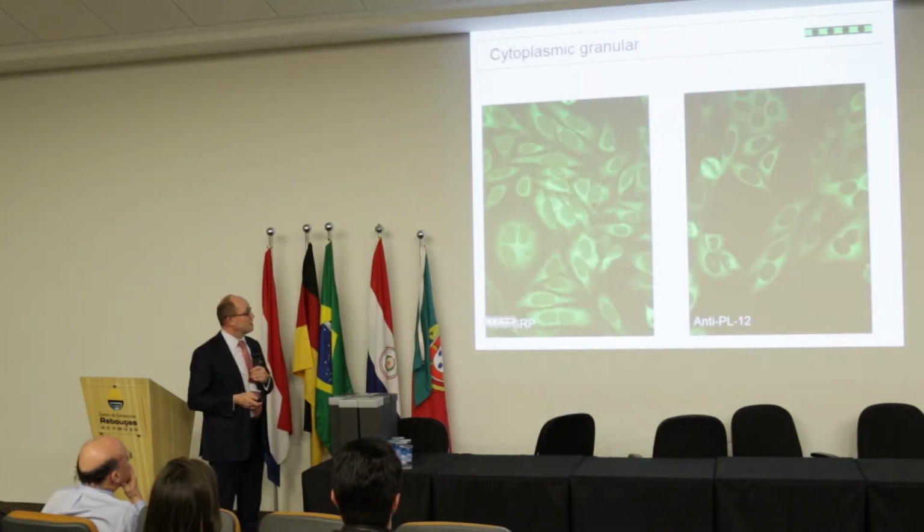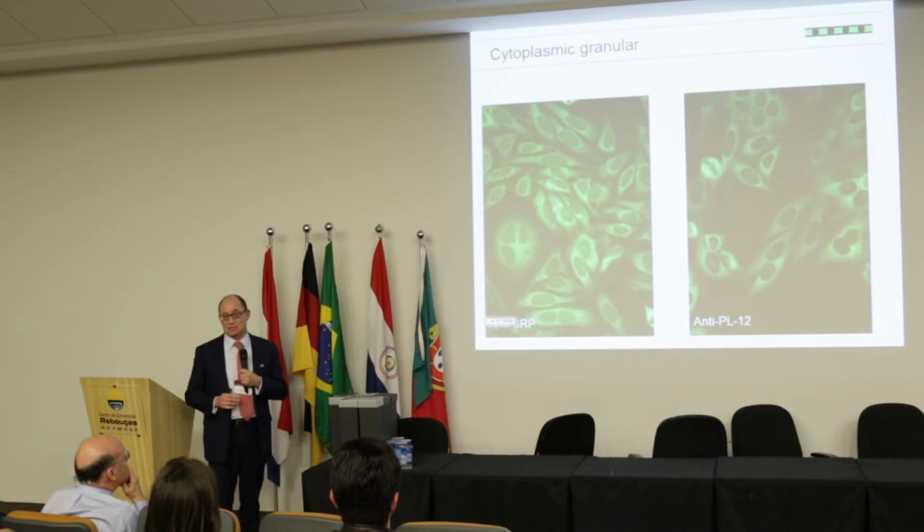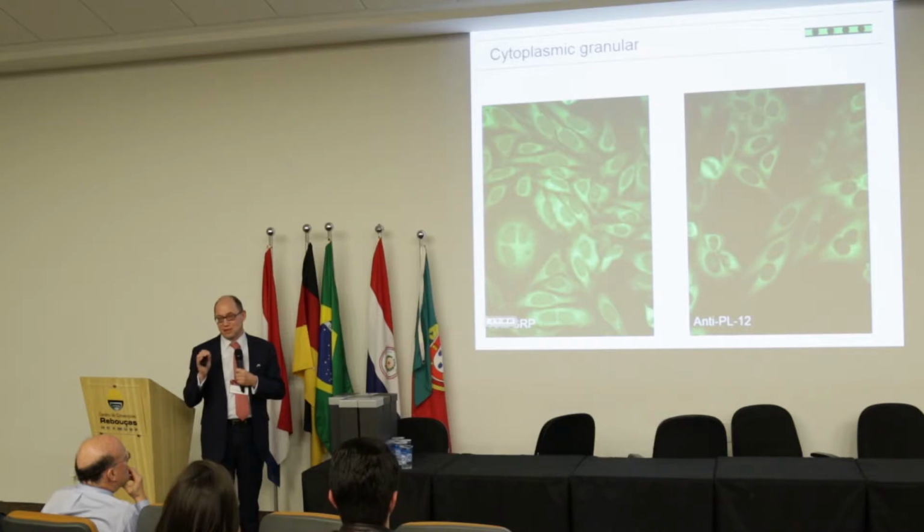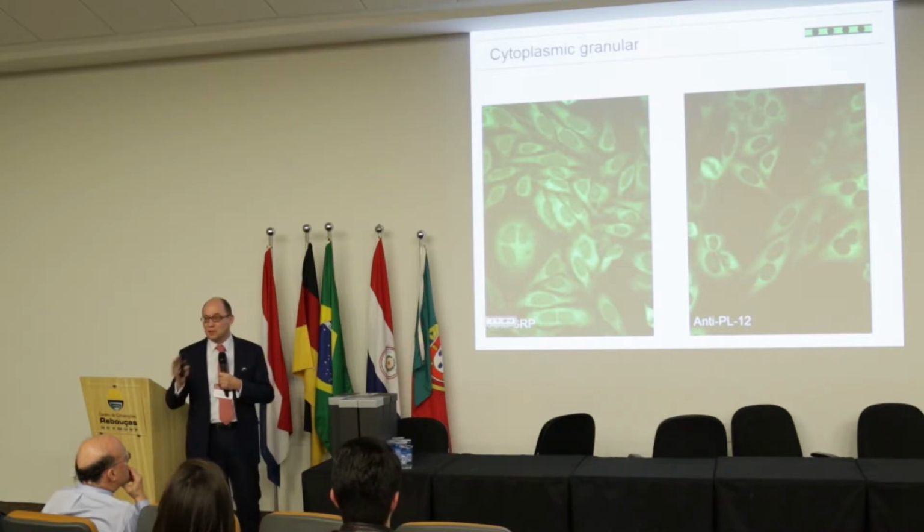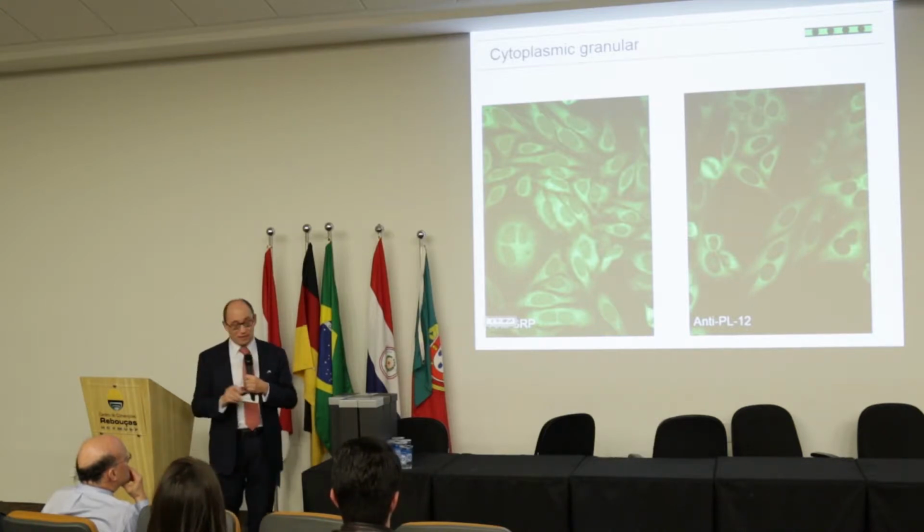Cytoplasmic granular staining for anti-SRP is also seen here, but really a differentiation between all the different cytoplasmic antigens just by immunofluorescence is extremely difficult. Immunofluorescence cytoplasmic fine granular staining points to these kind of target antigens.